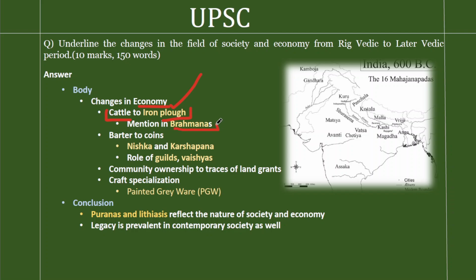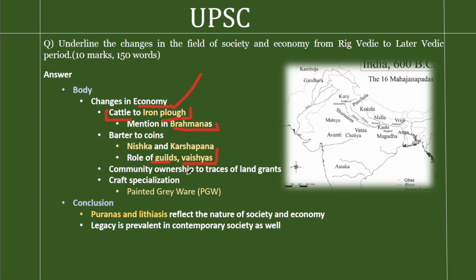It is mentioned in the Brahmana texts. Brahmanas, Aranyakas, Upanishads are commentaries on the Vedas, and in the Brahmanas you have mentions of the iron plow. The second aspect, the transition on the economic front, is with respect to coins, or the economy in general. You have coins called Nishka and Karshapana in the later Vedic period. In the early Vedic period, it's more of a barter system. You also have an enhanced role of guilds, trade guilds, and the Vaishya as a trading community in the later Vedic period.